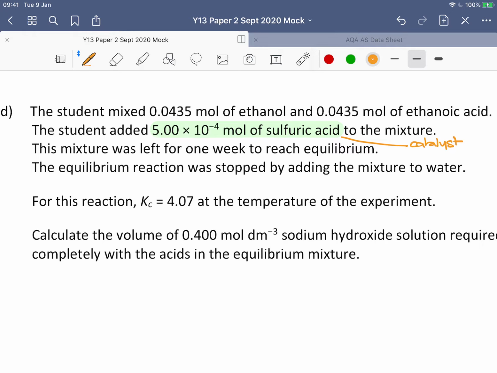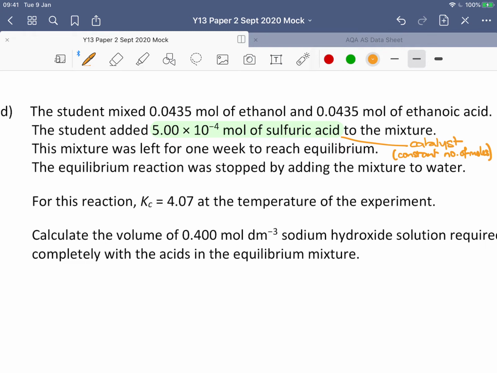Because if it's not being used up, even regenerated, let's put constant number of moles. So that is not changing. Okay. So the mixture was left for 1 week to reach equilibrium, so we're assuming it's reached equilibrium. The equilibrium reaction was stopped by adding the mixture to water, and then they've given us a Kc value at the temperature the experiment took place at. So all they're saying is they're making it clear that Kc is dependent on temperature, and they're just giving a Kc value for whatever temperature this was at.